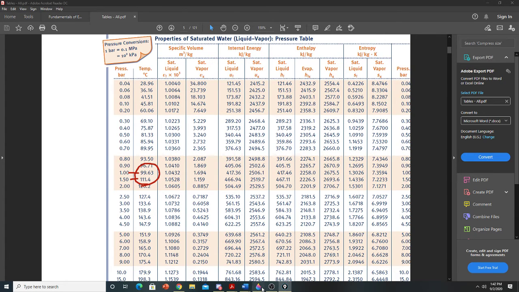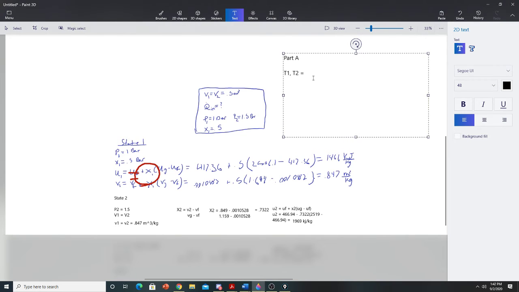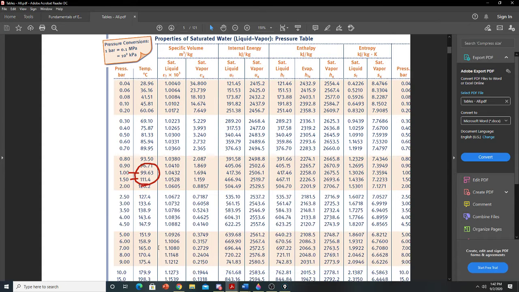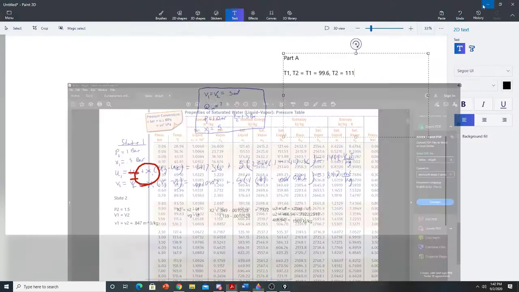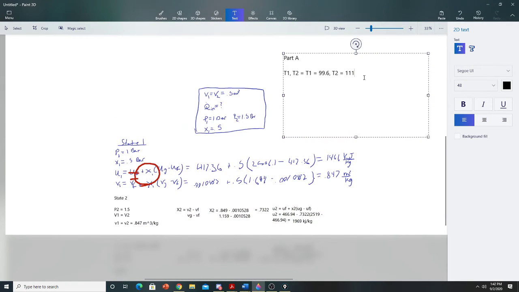So I can go ahead and write that back here. T1 is equal to 99.6 degrees Celsius, and T2 was, what did it say, 111.4. So those are our first ones. Part A is done, right? We have found that. Fairly simple.